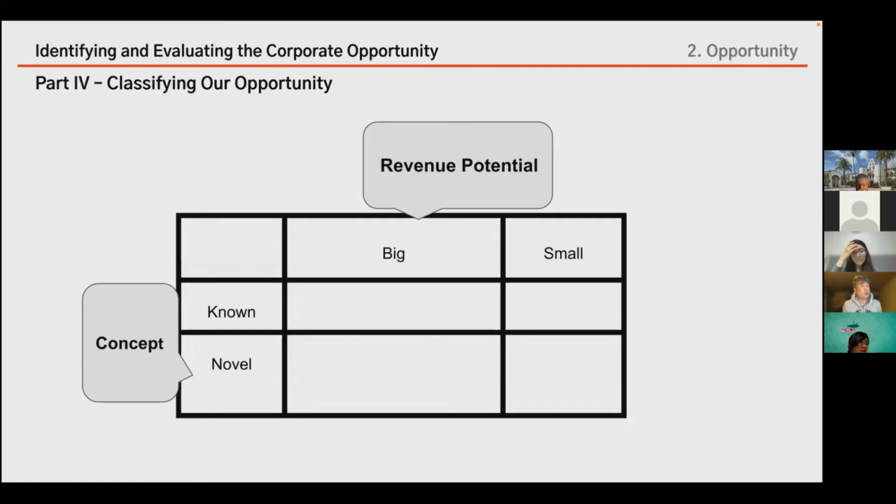So, I'm going to tell you about our opportunity. Our revenue potential is very big, and our concept of business is novel. This star area is our target opportunity, and so we can classify our business opportunity like this.